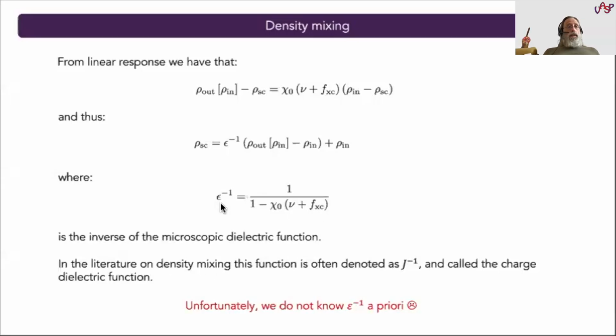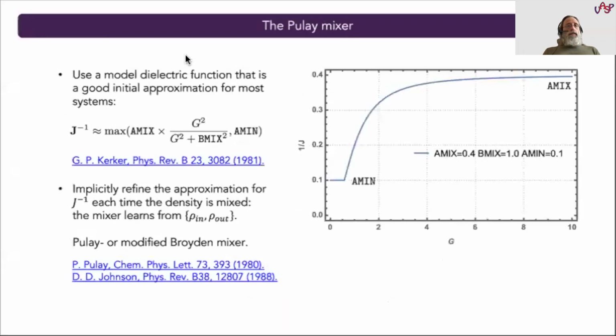So if we would know the inverse microscopic dielectric function, then obviously once we have one residual, so we start with rho in, we get a rho out, we can compute the residual, and then if we knew epsilon to the -1, our mixer could tell us that the self-consistent charge density is this. We would reach it in one step. And unfortunately, we do not know epsilon to the -1 a priori. So what we do is we use a model dielectric function. And that is a good initial approximation for most systems.